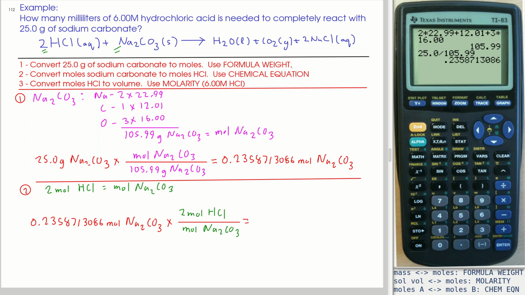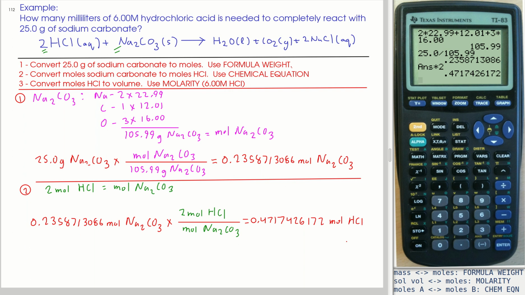So I need to take the number in my calculator already, multiply it by 2 since that 2 is on the top. And I get 0.4717426172 moles of hydrochloric acid. Now I'm running out of room on this page of our notes, so before we move on and do the third step, let's just quickly sum up what we did.